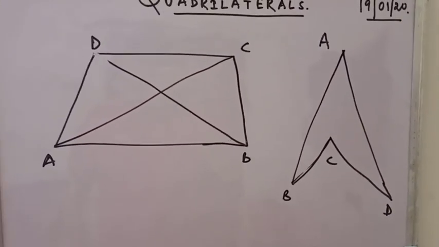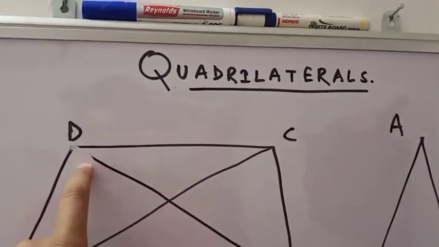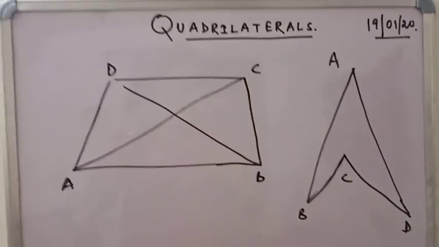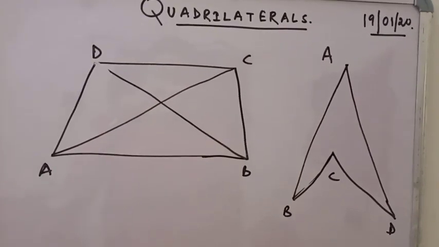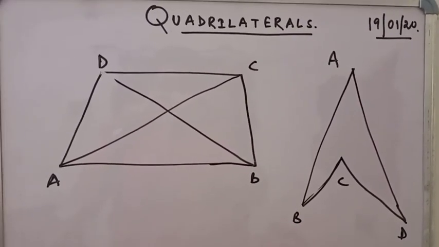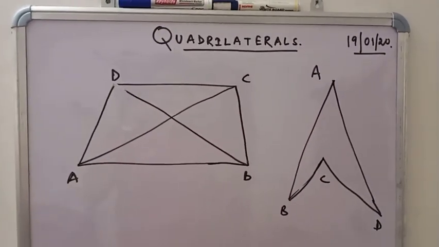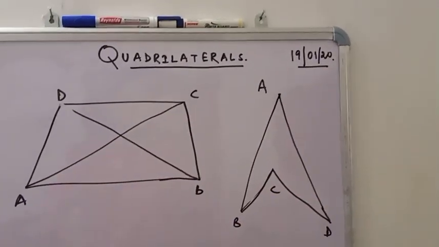Now, AC is a diagonal here and BD is also a diagonal. So how many diagonals are there in a quadrilateral? Two diagonals are there in a quadrilateral. Now, next. In the figure, two figures are there. This is the first figure and this is the second figure.